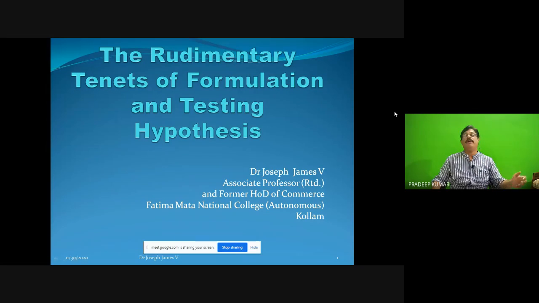For presenting this program, we are very happy to have Dr. Joseph James sir. He is the Associate Professor and former Head of the Department of Commerce of Fatima Mother National College and an active research supervisor of University of Kerala in the Faculty of Commerce. The rudimentary tenets of hypothesis testing is the topic, the basic foundation or principles of hypothesis testing. So you can ask doubts to him and he is able to clarify your doubts regarding hypothesis testing.